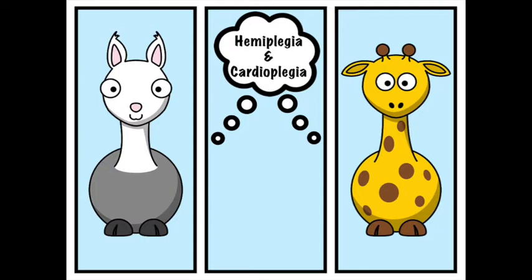This form of paralysis is usually associated with a stroke or brain damage. Damage to one side of the brain causes paralysis on the opposite side of the body. Cardioplegia is paralysis of the muscles of the heart. Cardio meaning heart, and plegia meaning paralysis.